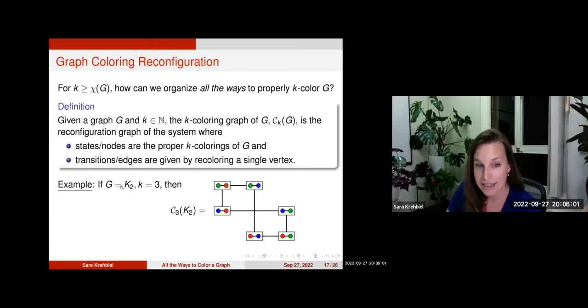So let's take the complete graph on 2 vertices, which is also a path on 2 vertices. If I zoom into each of these little boxes, that's the base graph that I'm working with. But I'm giving myself 3 colors. So the 3-coloring graph of this 2-path, or this complete graph on 2 vertices, ends up looking like a 6-cycle. And I've organized it in this kind of wonky way for a reason that I'm not going to spend too much time going through.